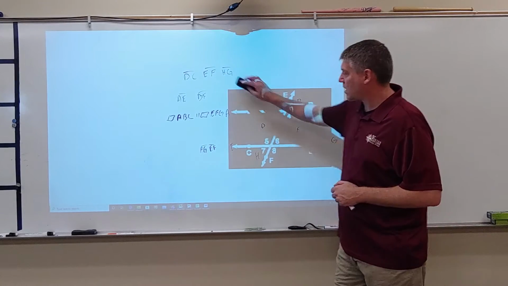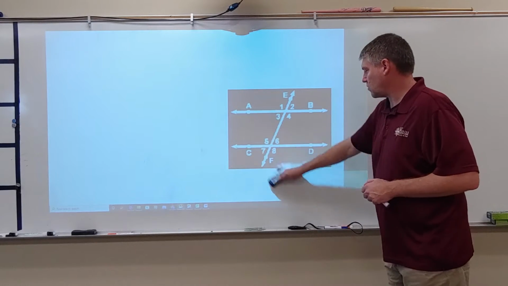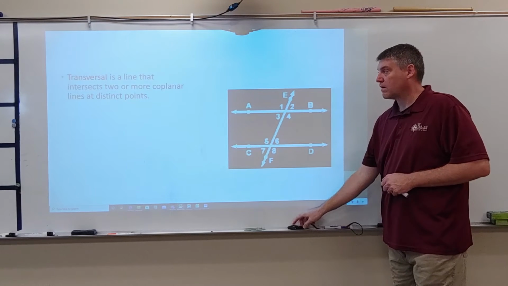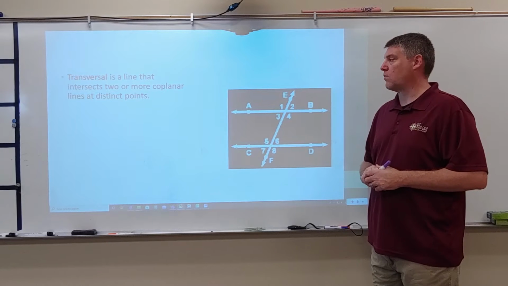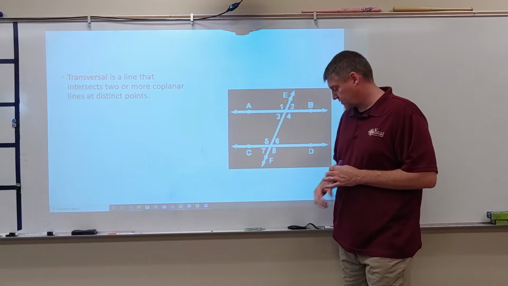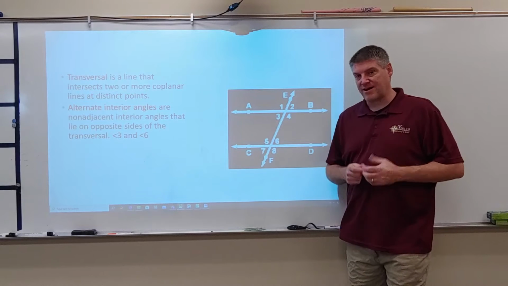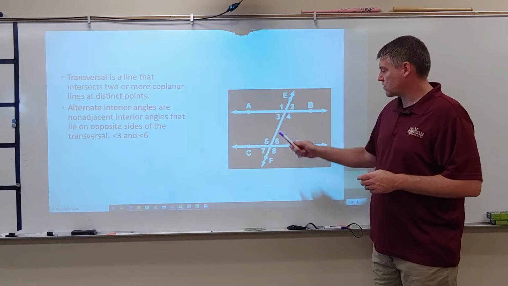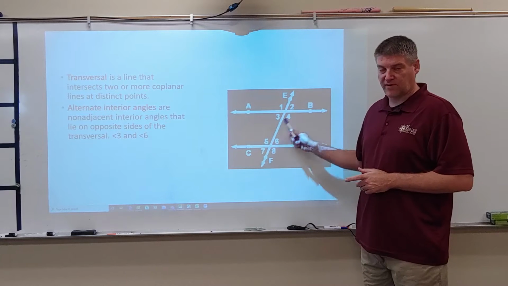Okay. So here's our next kind of diagram, and hopefully you can kind of see this. So I have line AB, I have line CD, and then I have EF here. Okay. So transversal. Transversal is a line that intersects two or more coplanar lines. So in this example here, EF is my transversal.